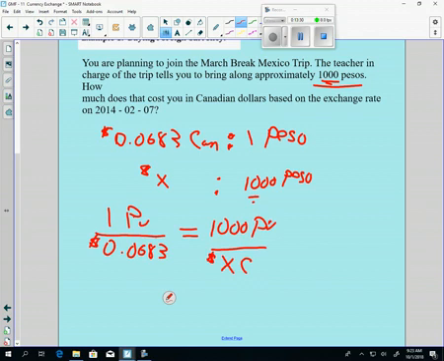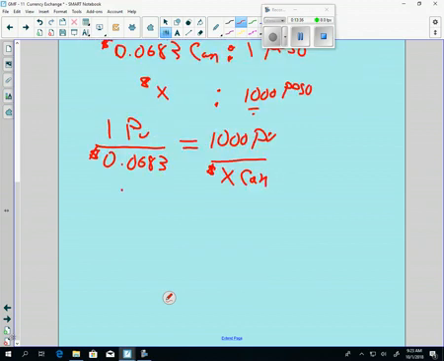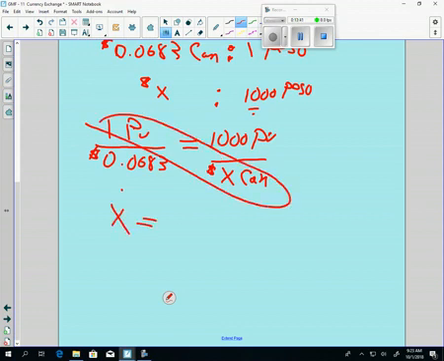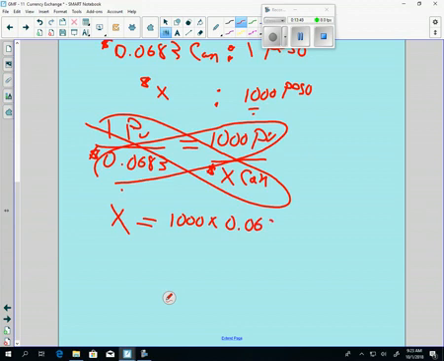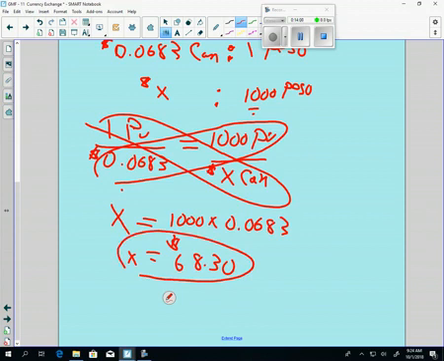It's pesos, Canadian dollars. And then you would cross multiply. So I have 1 times x, so that's x, equals 1,000 times 0.0683, and when I multiply that, I'm going to have 68.3. So how much is going to cost me to buy 1,000 pesos? It's going to cost me $68.30 Canadian. Okay.